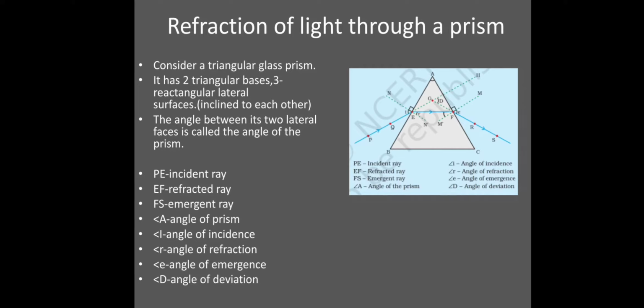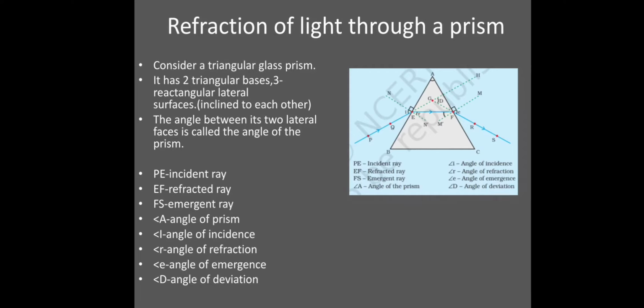Now consider a triangular glass prism. It has two triangular bases and three rectangular lateral surfaces. So that's how the prism is. Now these surfaces are inclined to each other. The angle between its two lateral surfaces is called the angle of the prism, and it is represented by A, capital A.